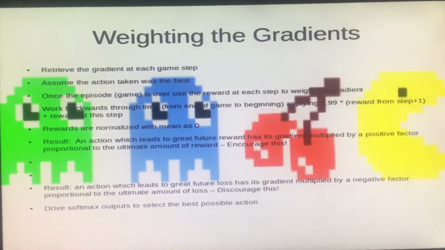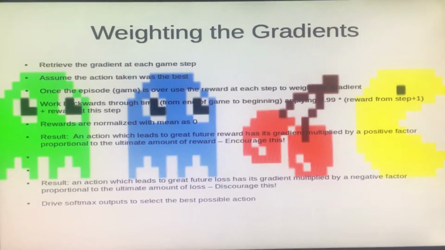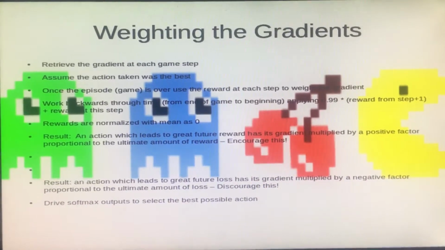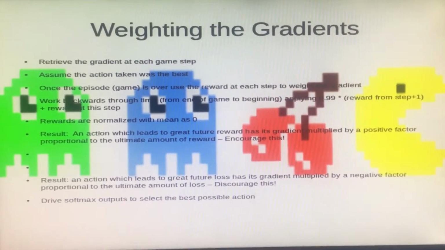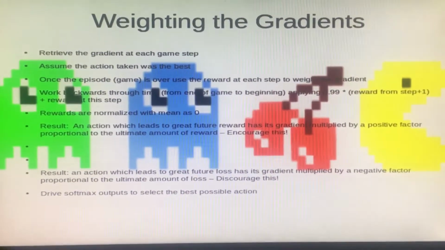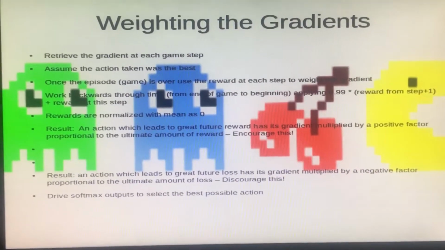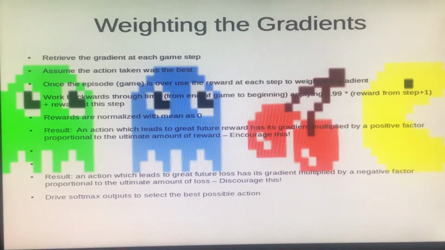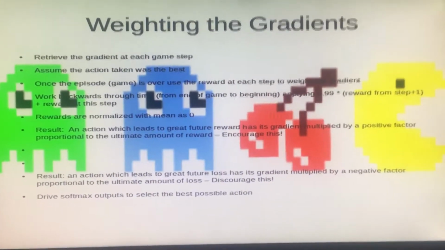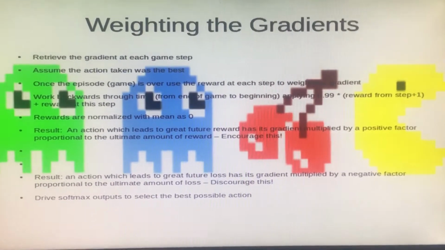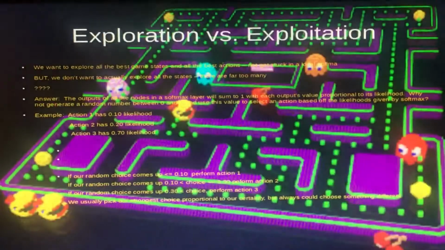And then we multiply all these weights by all the gradients, apply the gradients, and then do another game step. So ultimately what this does is encourage good actions, discourage bad actions, and drive softmax to select the best possible action for the best possible game state.